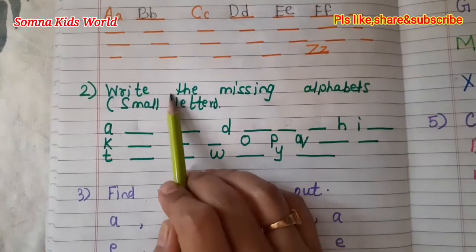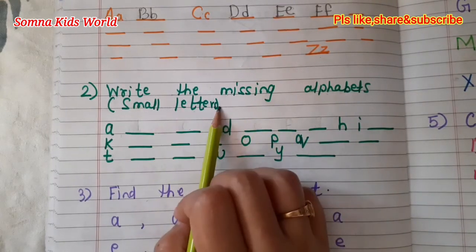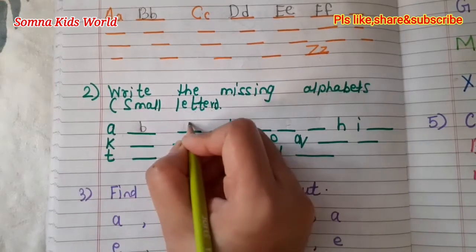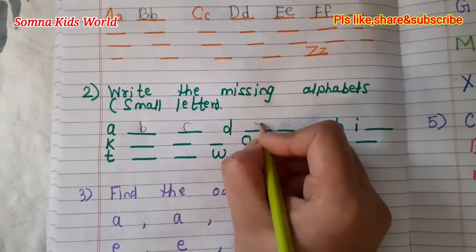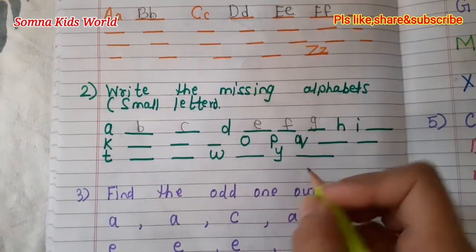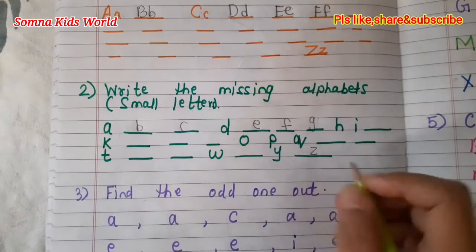Next is write the missing alphabets. They have to write small alphabets here, small letters. A, B, C, D, E, F, G. Like this, they need to write till Z.